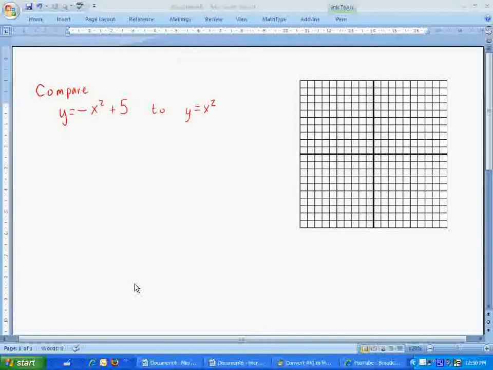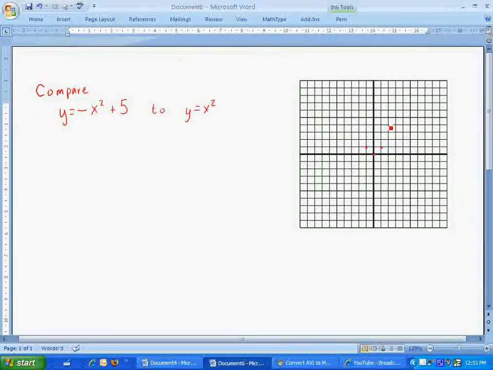So this will be our last video for Introduction to Graphing. And as we're doing this, we're going to be looking at one more example of comparing something to the parent function. Again, I'm going to be using y equals x squared, since that is the parent function for quadratics. And I will go ahead and put y equals x squared on my graph here.